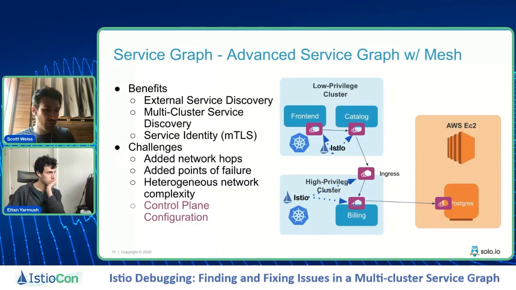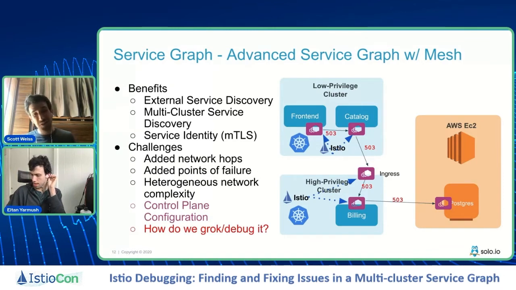We may have shared control planes between multiple clusters. We may have a per cluster control plane approach, but the point is that there are a lot of moving parts going on. And this becomes increasingly difficult when we start to see errors come up. Those dreaded 503s. How do we understand the system? How do we trace problems back to their roots?